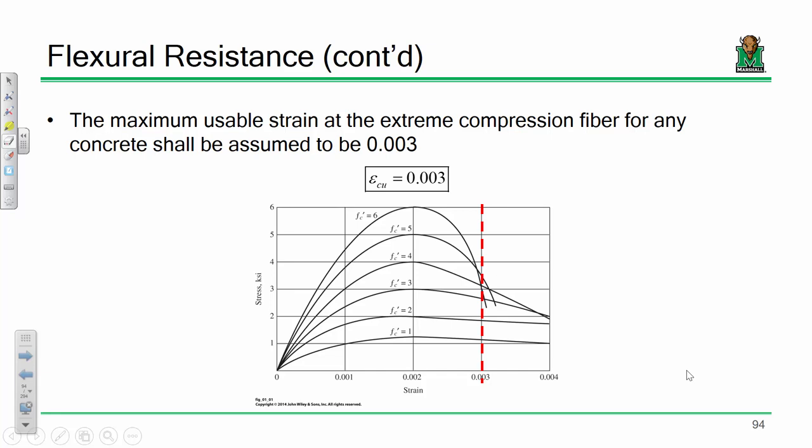The steel strain down here, that varies. That depends on what the beam looks like, what the material properties are, and so forth. Okay? So right off the bat, there's a couple things I want to make sure that everybody here understands.